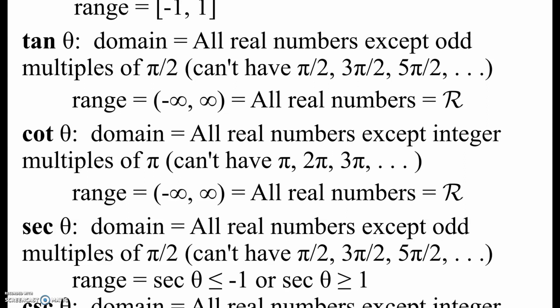The domain for cotangent, very similar. It just can't be a multiple of pi. So we can't have pi or 2 pi or 3 pi or 4 pi or 5 pi or anything times pi. The range, just like tangent, is all real numbers.